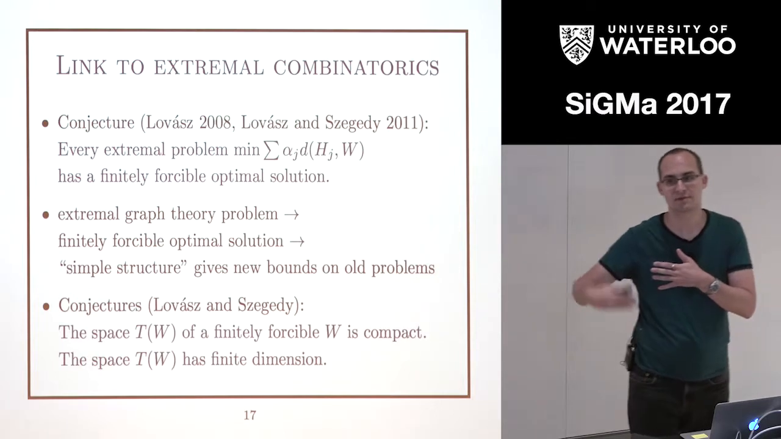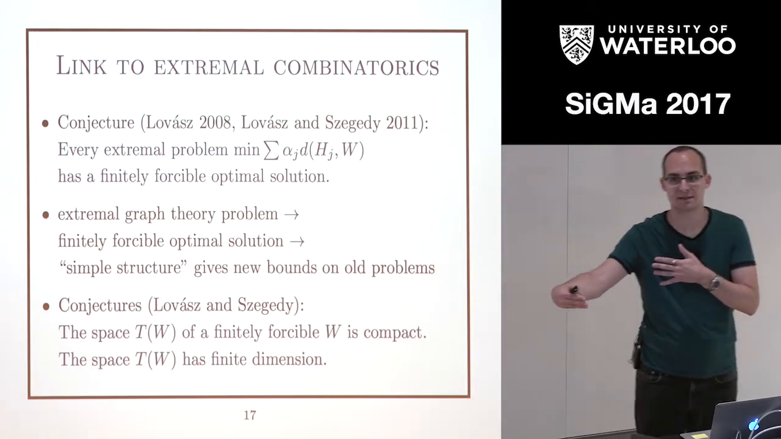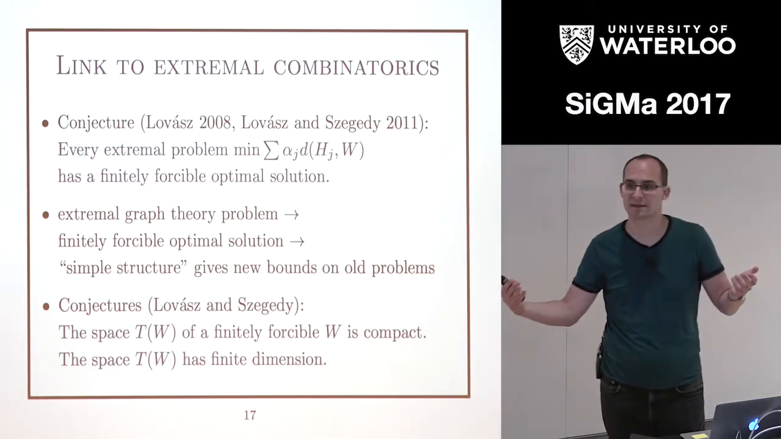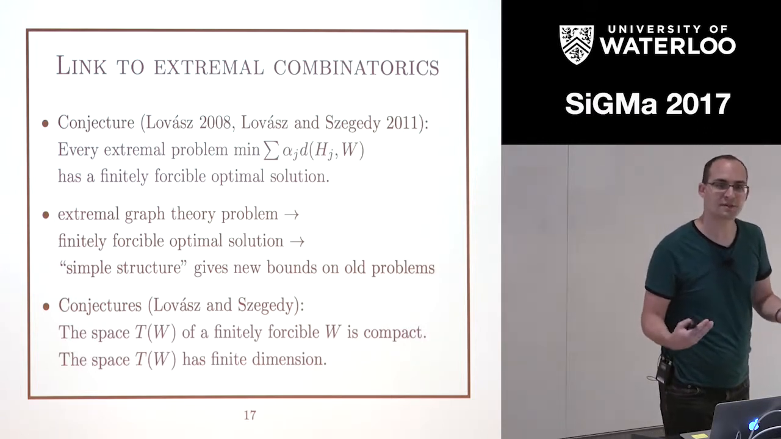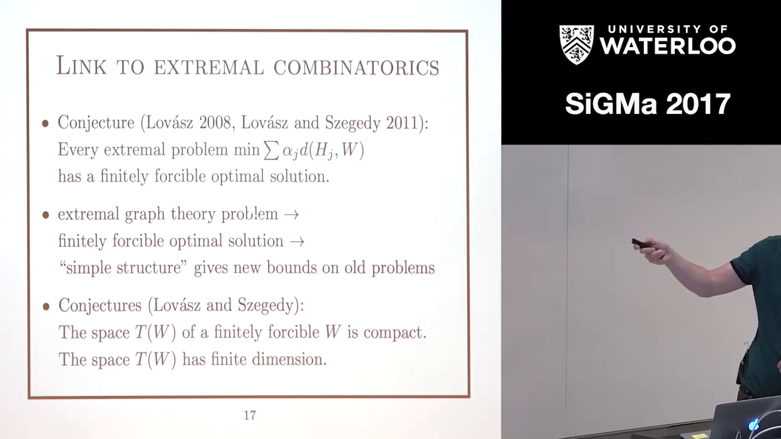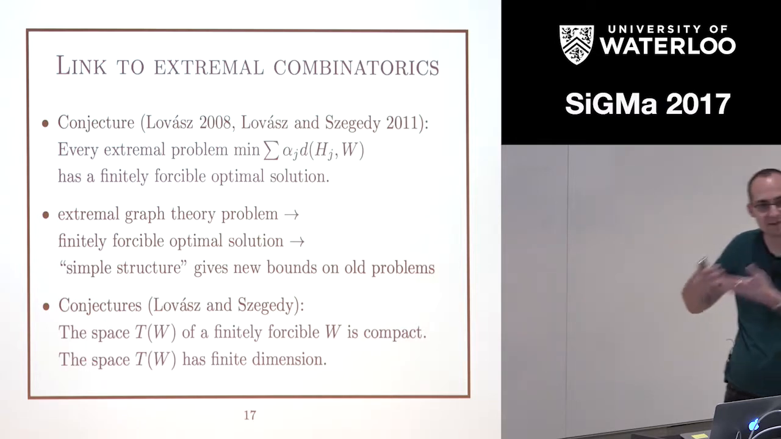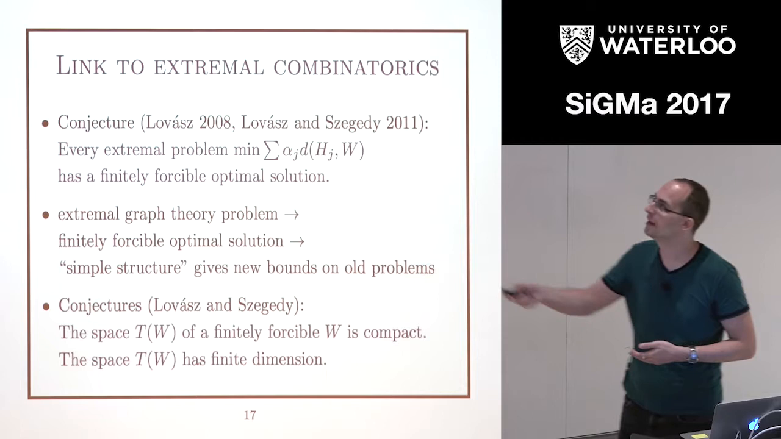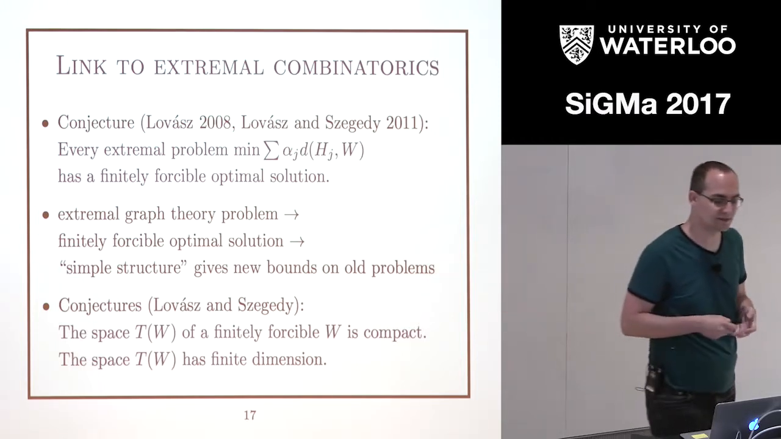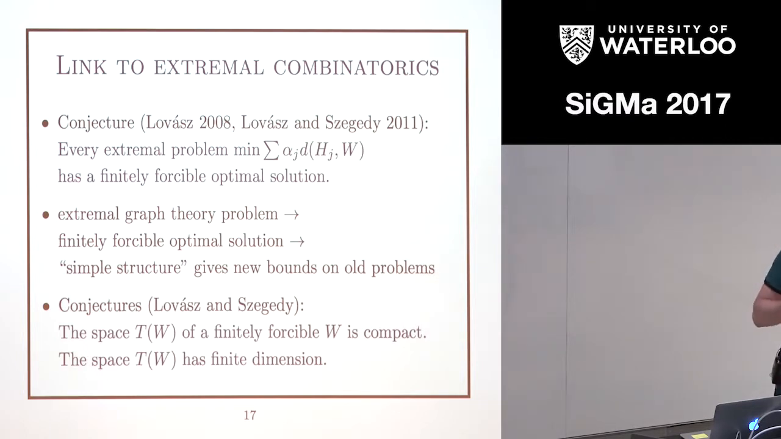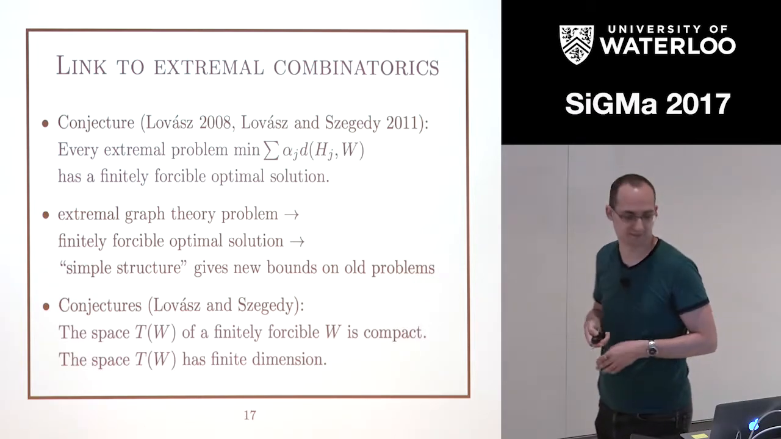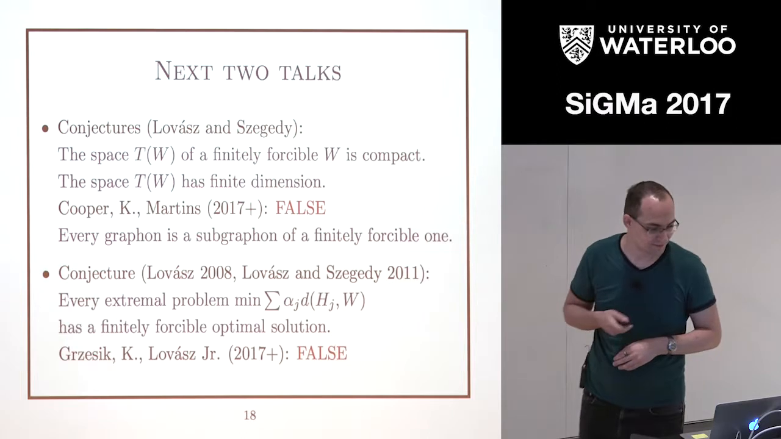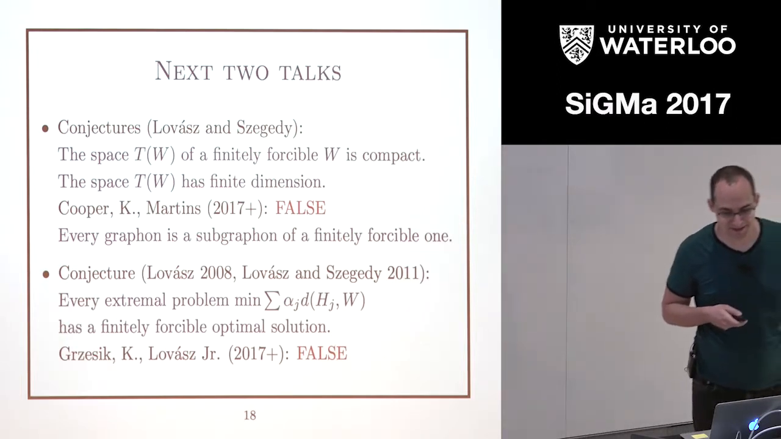So if somebody comes to you and gives you a problem, minimize some linear combination of subgraph densities, there might be more graphons minimizing it. However, there will always be one that is finitely forcible. So basically the idea was that one may take a problem from extremal graph theory, then using the machinery, if this conjecture were true, show that this problem has a finitely forcible optimal solution, and maybe using some machinery from these conjectures, if they were true, show that this graph limit must have a simple structure, and maybe one can exploit this simple structure to prove something.